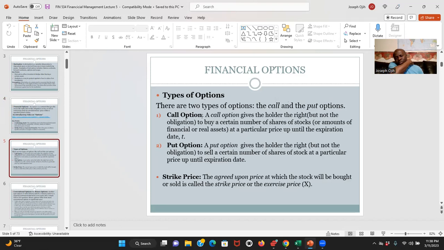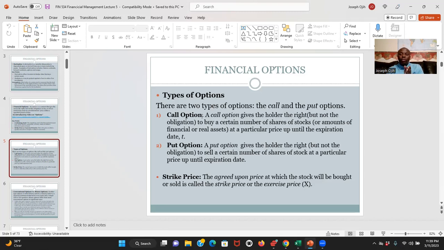Now, types of options. We will have two main types of options: the call option and the put option. A call option gives the holder the right, but not the obligation, to buy a certain number of shares of stock or amount of financial or real assets at a particular price until the expiration date T. We use T for time, which is the expiration date. So it gives you the right, but not the obligation, to buy a certain number of shares of stock or amount of the financial or real asset at a particular price up until the expiration date T. Now, the right, but not the obligation, you need to understand what that means.